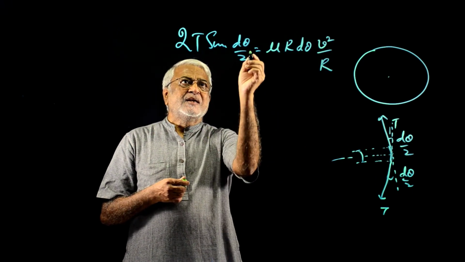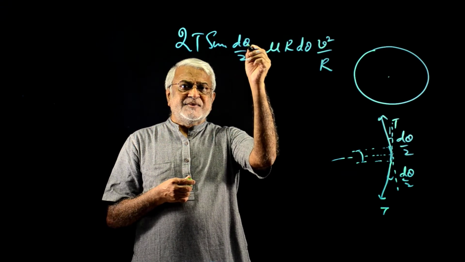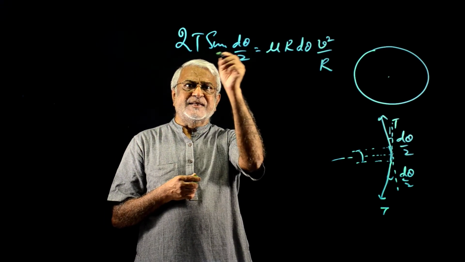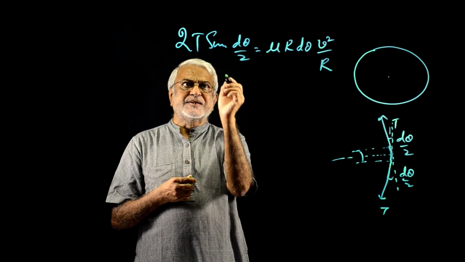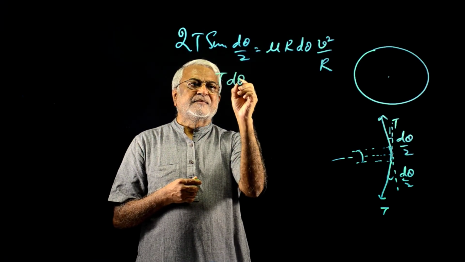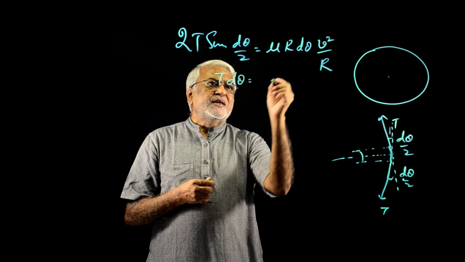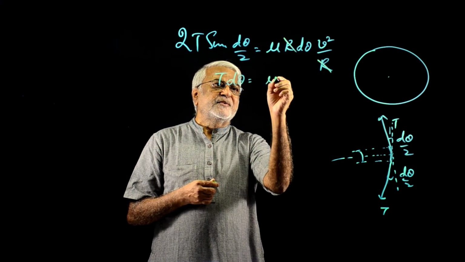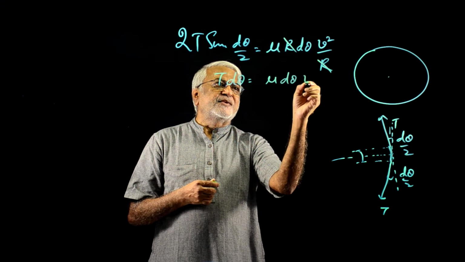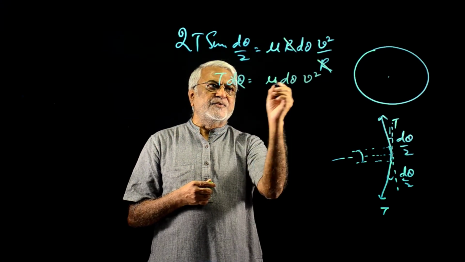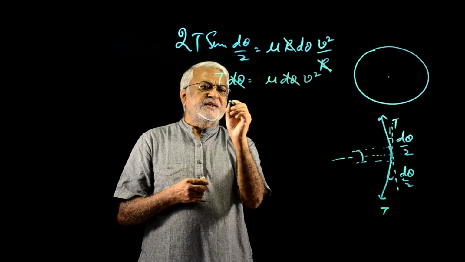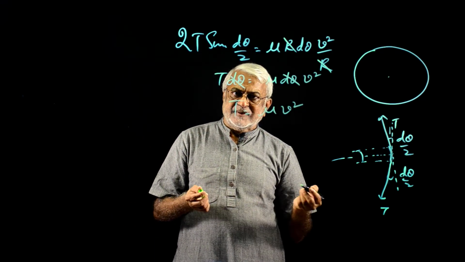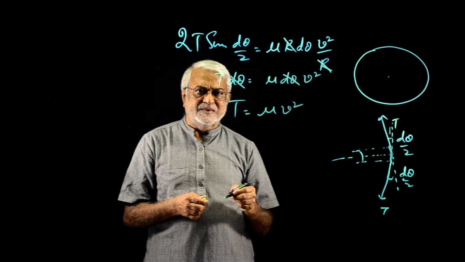And then sin d theta by 2. D theta is a very small angle, so sin d theta by 2 will be d theta by 2. And there is a 2 here, so this becomes T d theta. That is mu r d theta times v squared by r. This r goes away. So this is mu d theta v squared, and this d theta goes away, so T equals mu v squared. That's it. That's the tension in the loop.